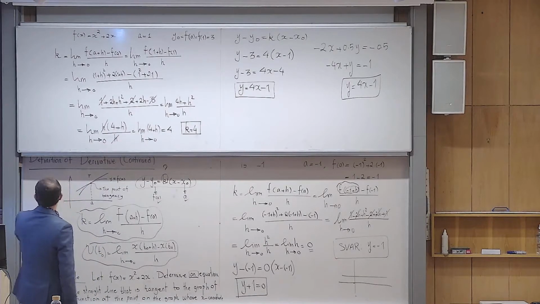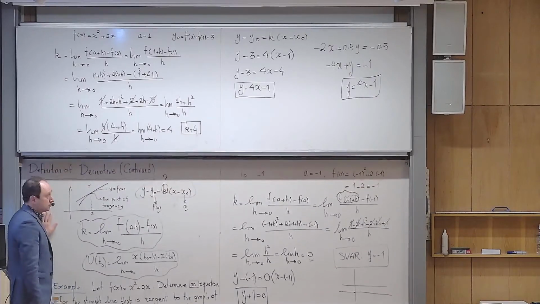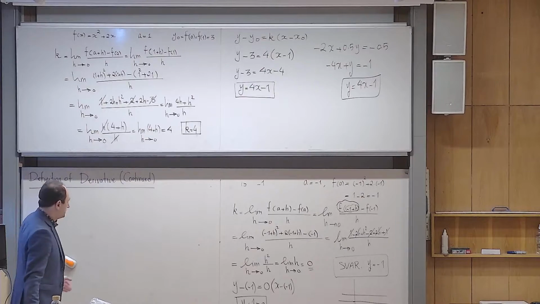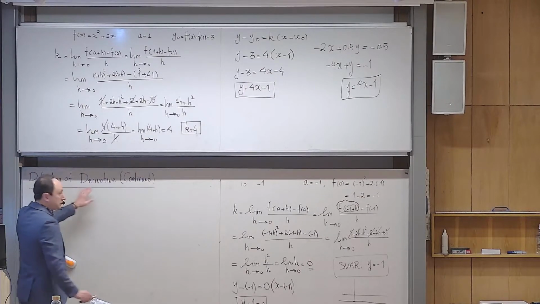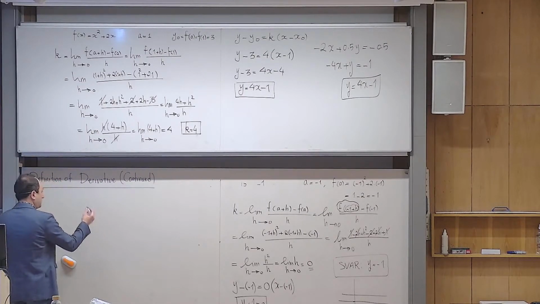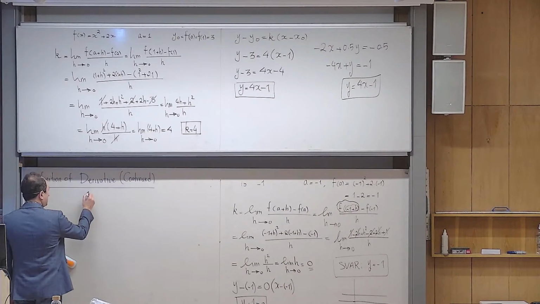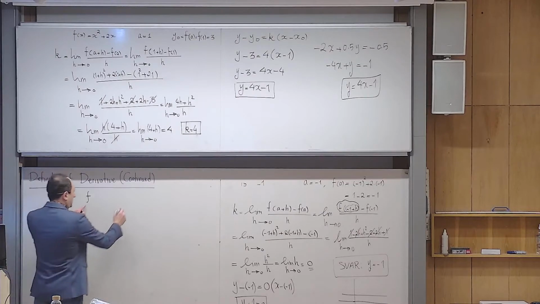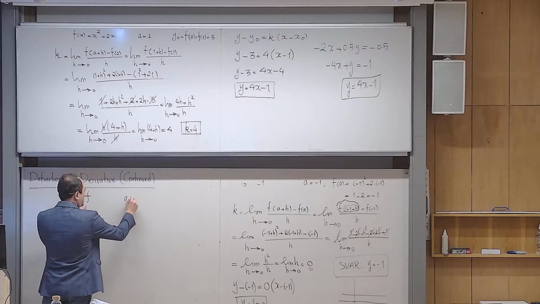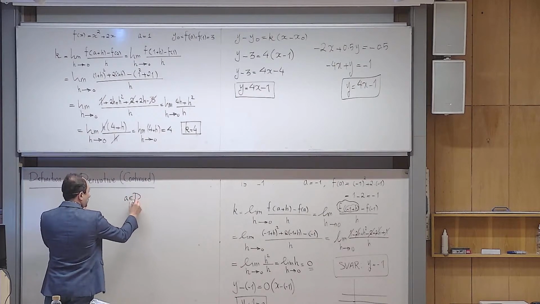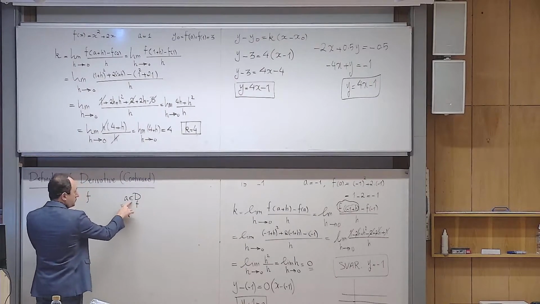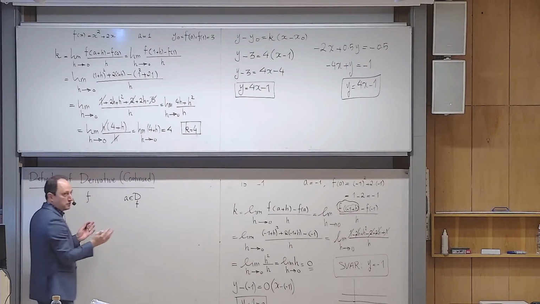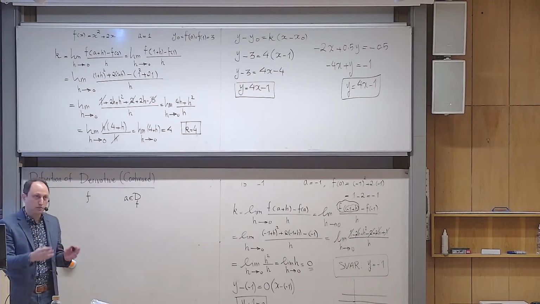So let me clean the board. Okay, so far I haven't talked about the derivative, even though the title is the derivative. So this is what we want to do. Let's assume that I give you a function f, and I give you a point A in the domain of my function. This symbol that I am using means belongs to. The domain of the function is the set of all possible values that you can choose for your input.